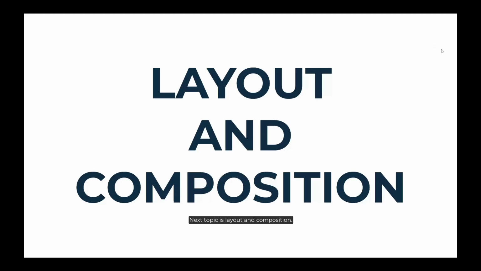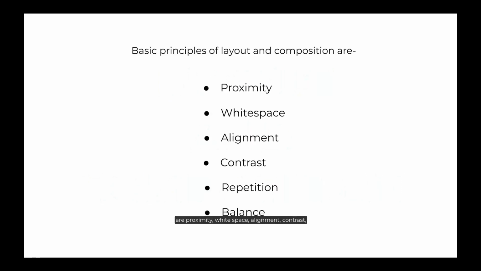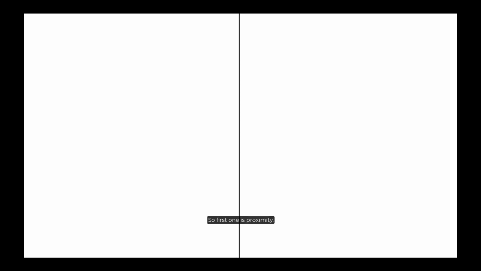Next topic is layout and composition. So the basic principles of layout and composition are proximity, white space, alignment, contrast, repetition, and balance. Now let us see one by one. So first one is proximity.